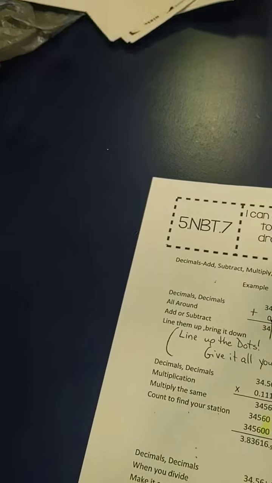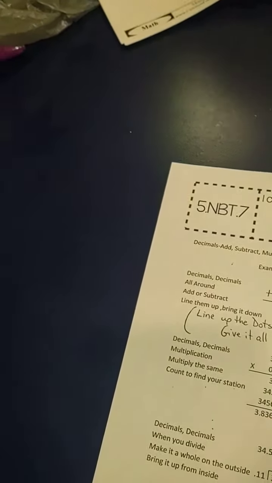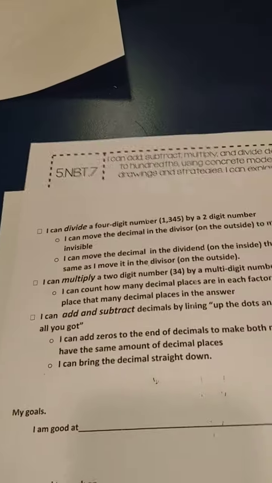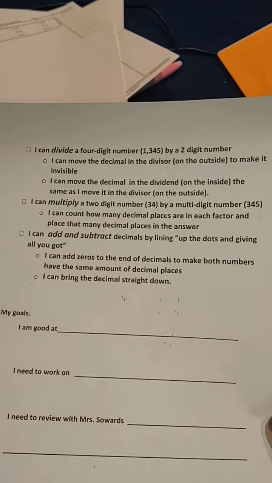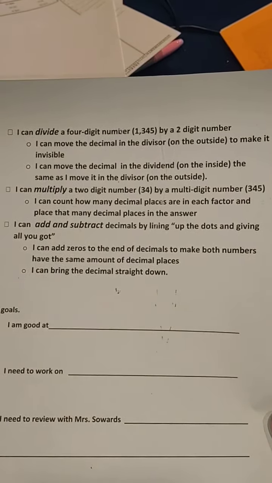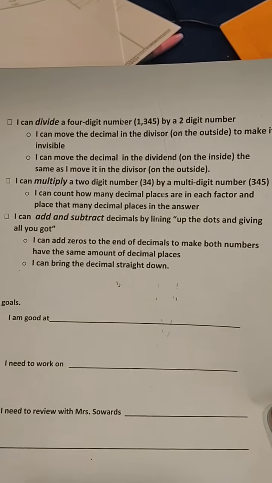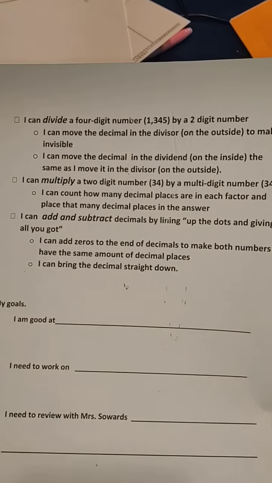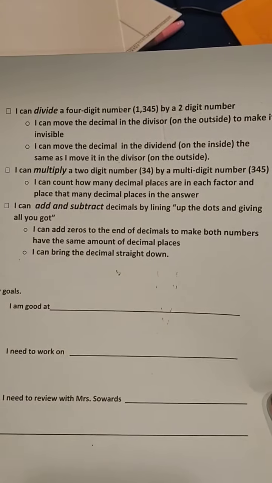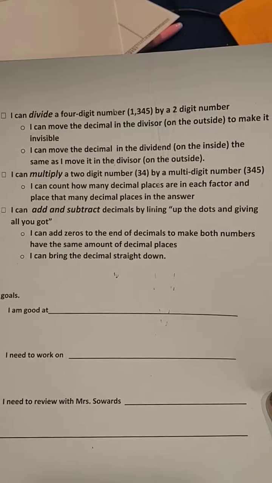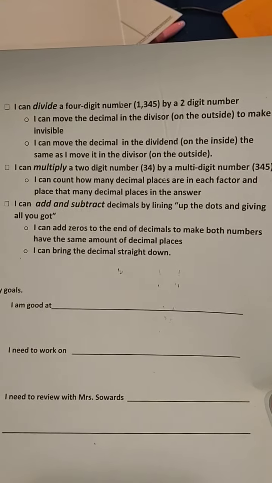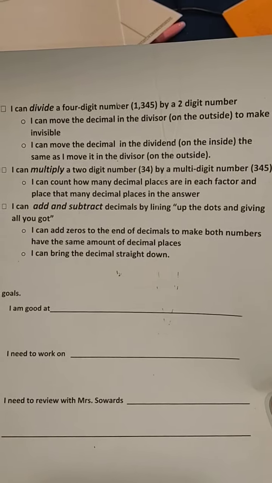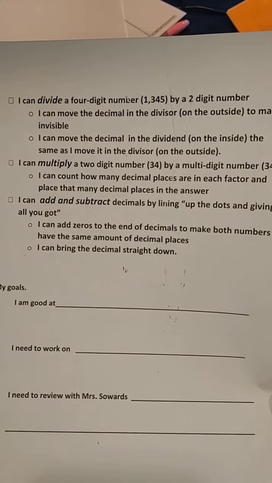The last thing we're going over for the introduction is your I can statement. Okay, these are the things that you need to be able to say you can do by the end of the week. I can divide a 4-digit number by a 2-digit number. I can move the decimal in the divisor to make it invisible. I can move the decimal in the dividend, the same as I move it in the divisor.